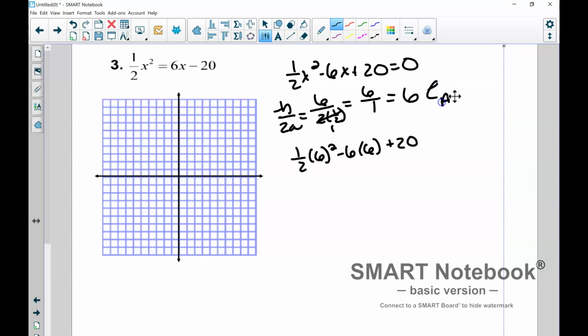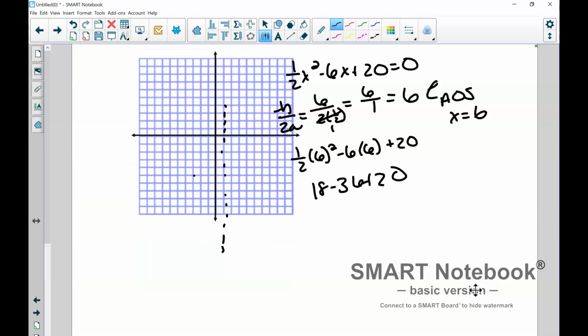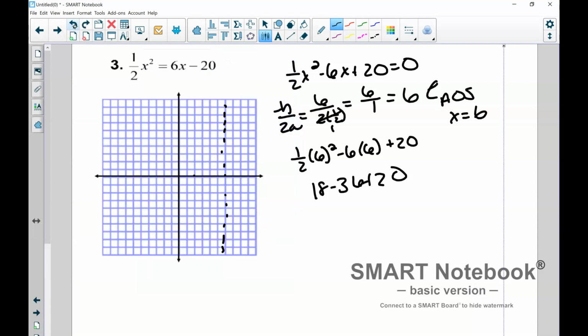This is the axis of symmetry, right? X is equal to 6. So plugging it in, 36, half of 36 is 18, minus 36 plus 20. So I have 18 minus 36 plus 20, and that gives me 2. So this is equal to 2, so I have 6 and 2.